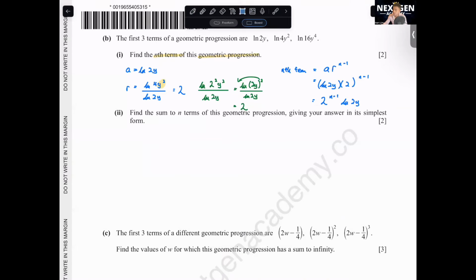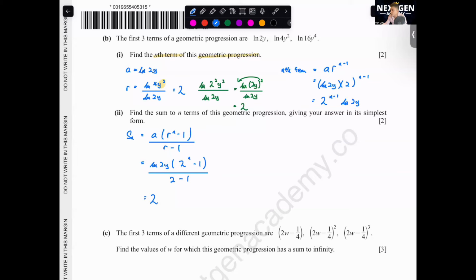Okay, number 2. Find the sum to n terms of this geometric progression, giving your answer in its simplest form. We substitute into the formula Sn equals a times (r to the power of n minus 1) over r minus 1. So ln 2y times (2 to the power of n minus 1) over 2 minus 1. Can I simplify this in any way? The bottom will just become 1. I can open up the bracket if you all want. You can write it as 2 to the power of n.